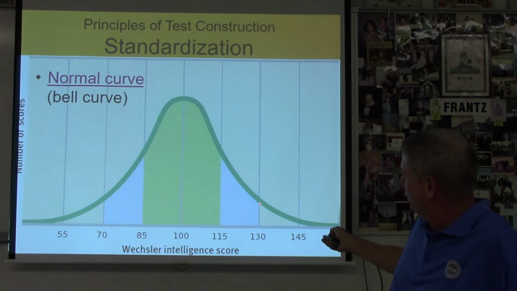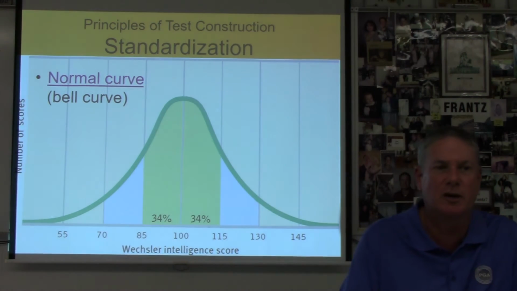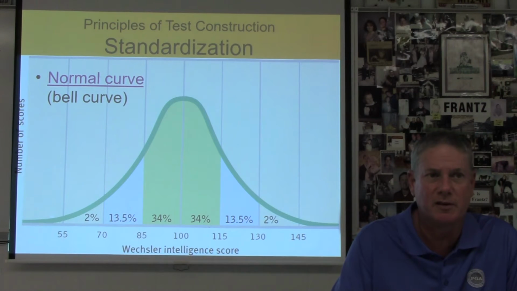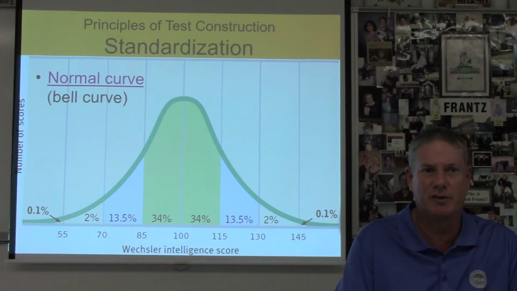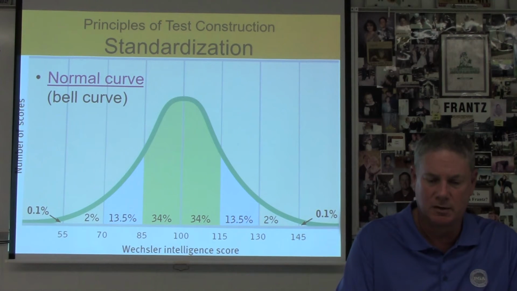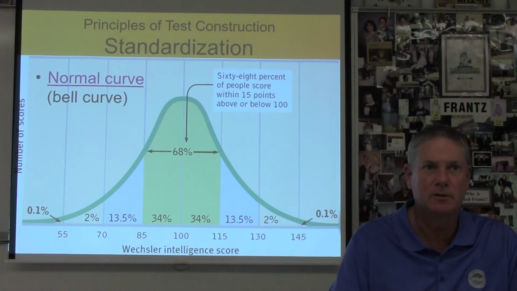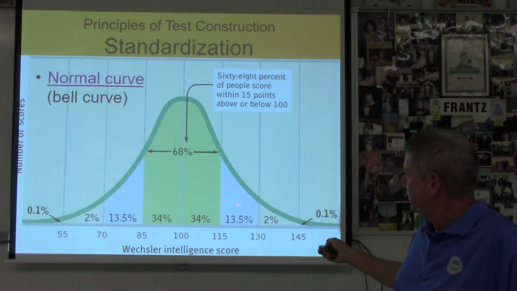Now when we get over here to 130 and plus, we're in the upper 2 percentile. So again, we put percents on here, 34 and 34, 13.5 and 13.5, and 2 on each end. And we have a little bit left over there at the very end. That would be the third deviation above and below the mean. 68% of people score within 15 points above and below 100. And folks, you guys would all be right in here, and some of you even out in here.